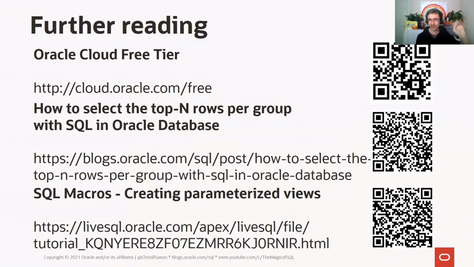If you make sure you check the box for always free options, you can select 21C and use that there. Although, as I said, Autonomous is kind of its own version train anyway, so you can check that out. I talked a lot about this top N per group problem in this big blog post, but also how we can use it with SQL macros. And there's a live SQL tutorial showing you how to create parameterized views with these.